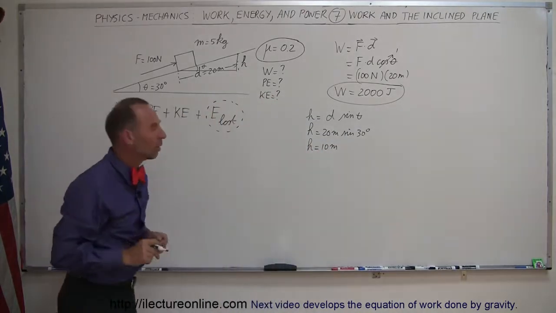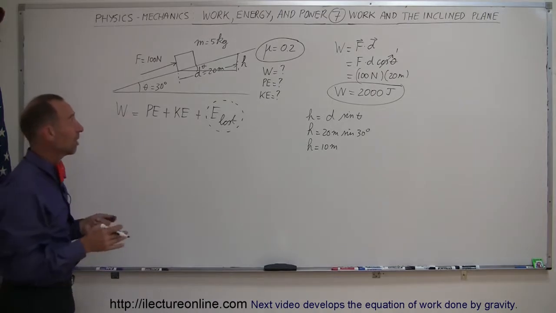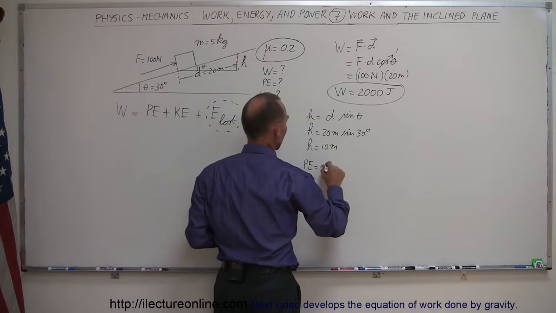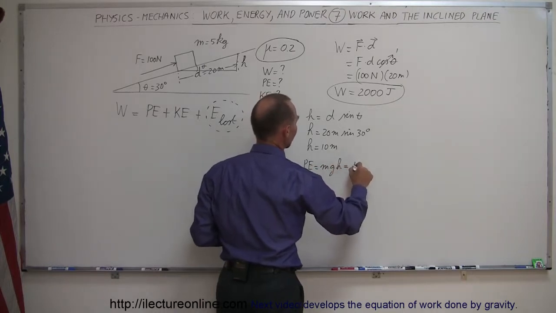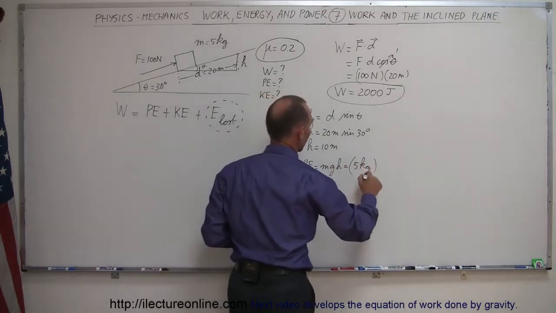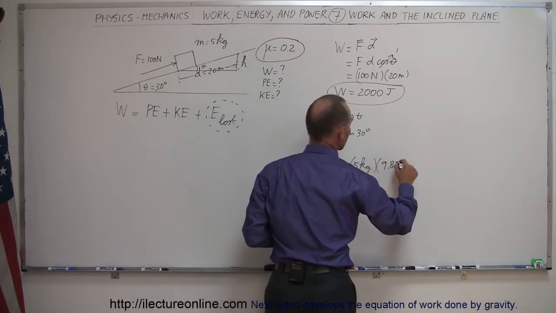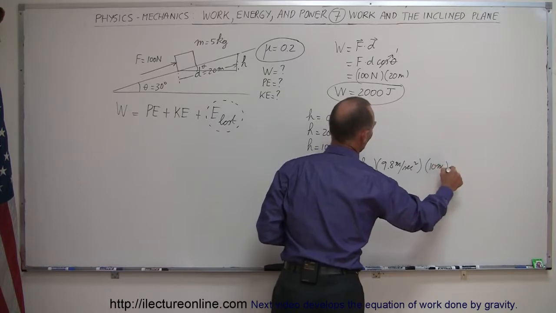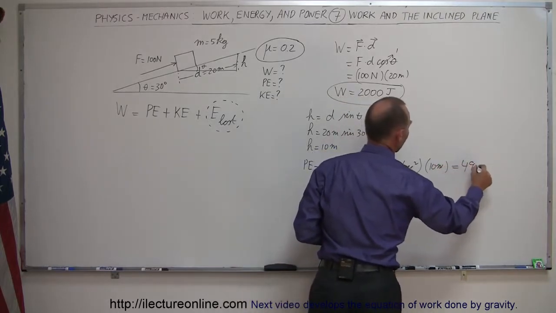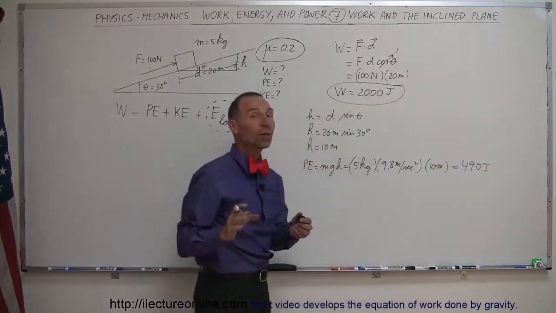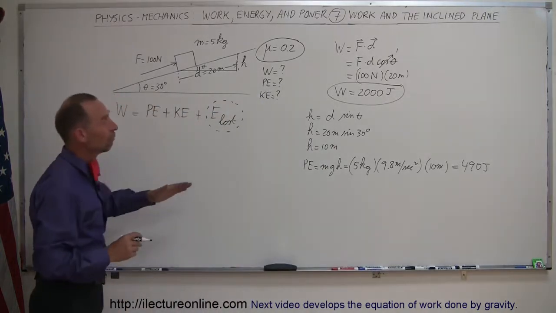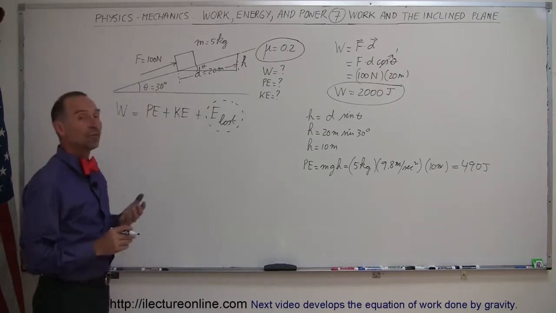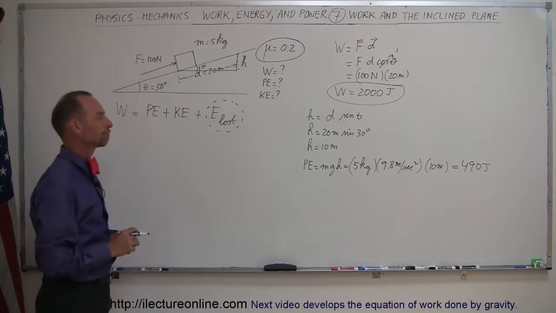Now that we know the height, we can figure out the potential energy gained by this object. This object will gain potential energy equal to mgh, which is 5 kilograms times 9.8 meters per second squared, times a height of 10 meters, which is a total of 490 joules. So out of the 2,000 joules of work done on the object, 490 of it is utilized to give it the additional potential energy by gaining a height of 10 meters.